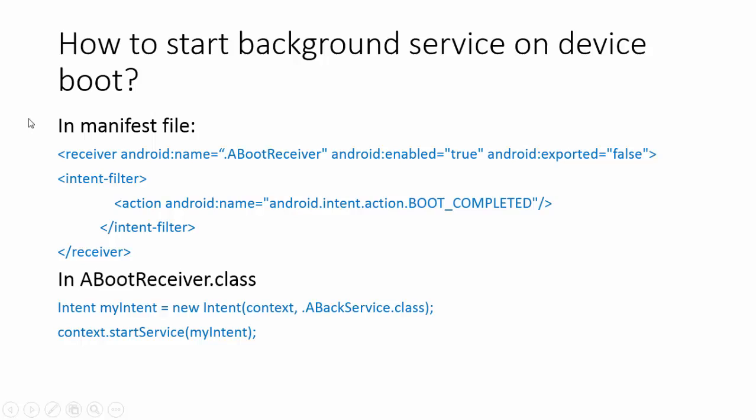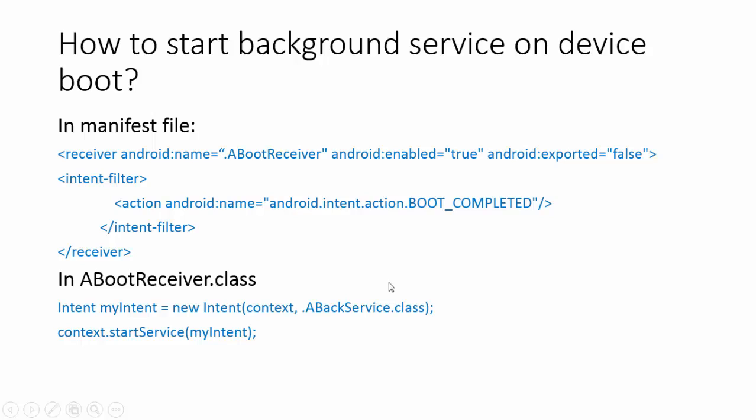Suppose in this example, in the manifest file we have specified a boot receiver. This is the class, and we specify the action BOOT_COMPLETED. Whenever the device starts, the boot completed event occurs. This receiver will receive that event, and in the receiver's onReceive we define the service that we want to run. So we mention the service class name and context.startService.